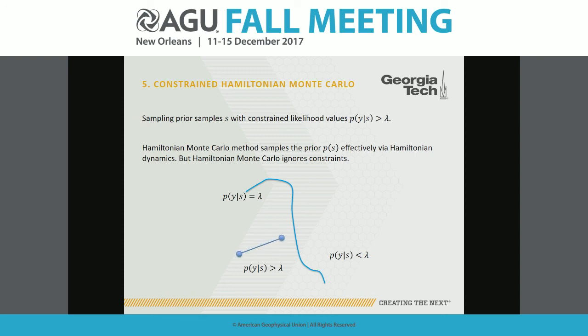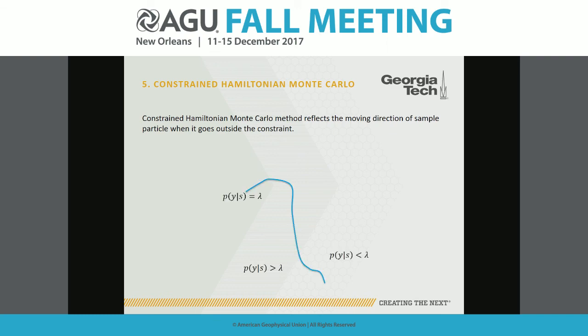But when we're doing Hamiltonian Monte Carlo, we're simulating the motion of the sample point in the n-dimensional space. When it goes beyond the constraint, it cannot recognize such a constraint, and it will keep going until it leaves the constraint domain. But when we're using constrained Hamiltonian Monte Carlo, when it goes beyond the domain, we reflect the moving direction of the sample by its normal vector, and it will come back into the constraint domain. Thus, we can have all our samples within the constraint domain, and that's how we draw constrained samples from the prior.